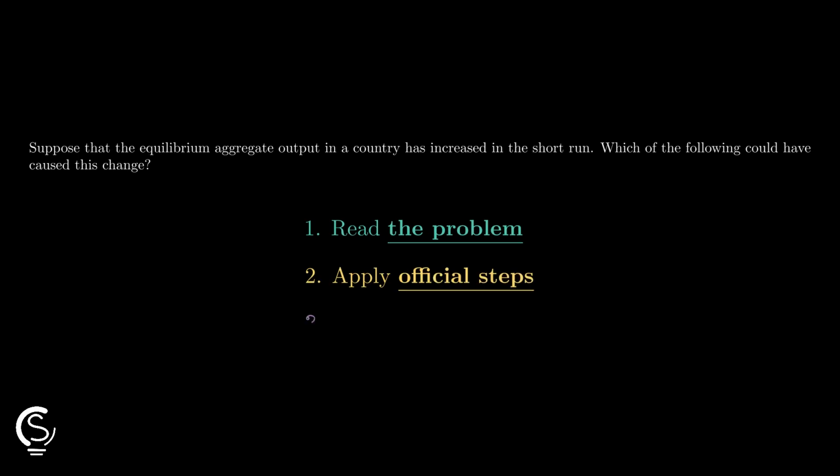Equilibrium output just rose in the short run, so which change could do that fast? Watch this, because we can eliminate the wrong moves quickly.